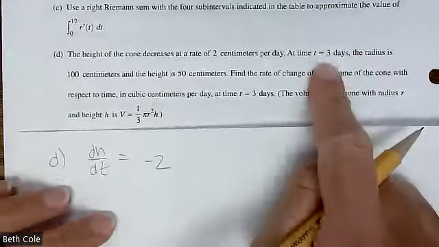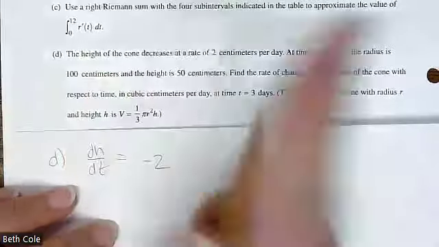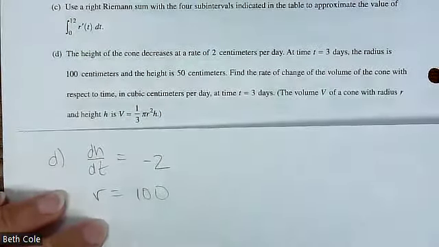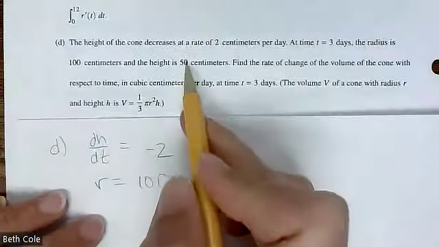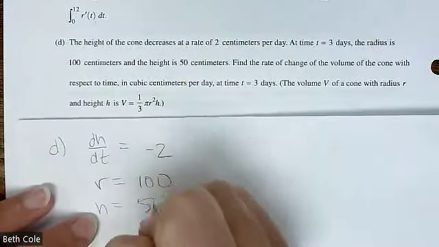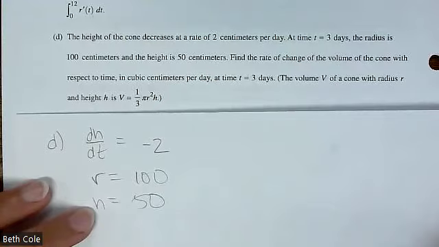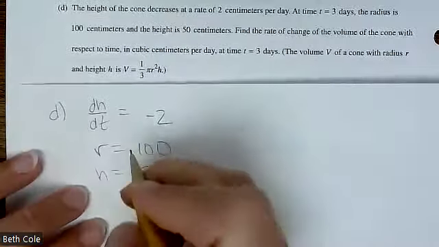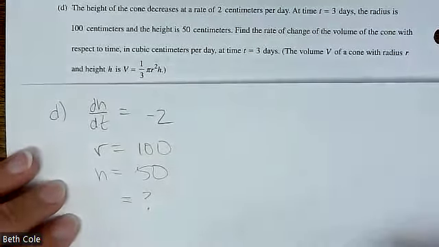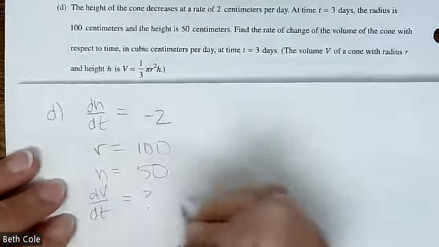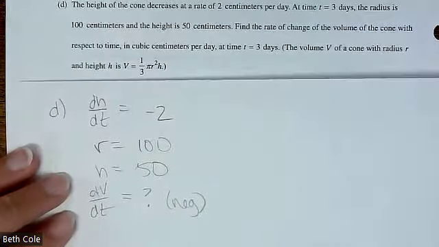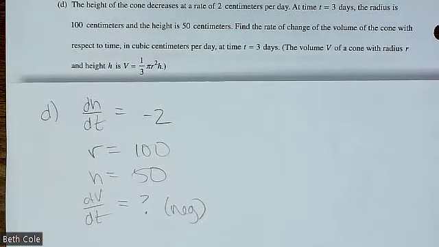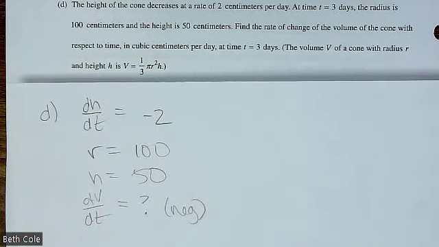All right. At time 3 days, radius is 100 centimeters. So radius is 100. Didn't say a rate, it just said the radius. And height is 50. Find the rate of change of the volume. So what's our question mark value? dV dt, and it should be negative. Why? Yeah, it's melting, right? Getting smaller. So that's what we're looking for.